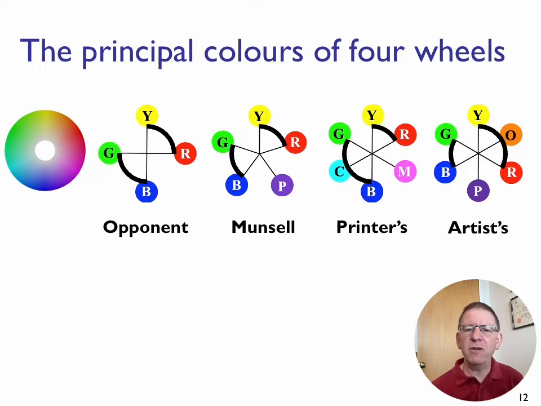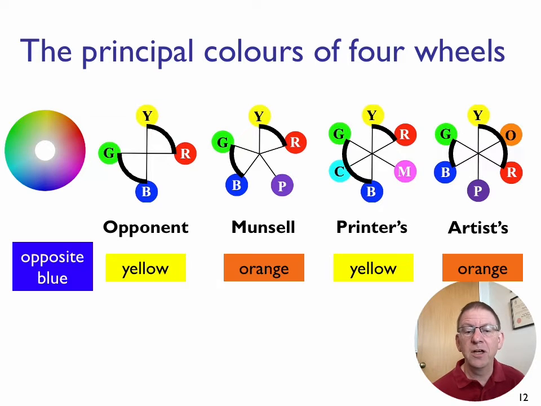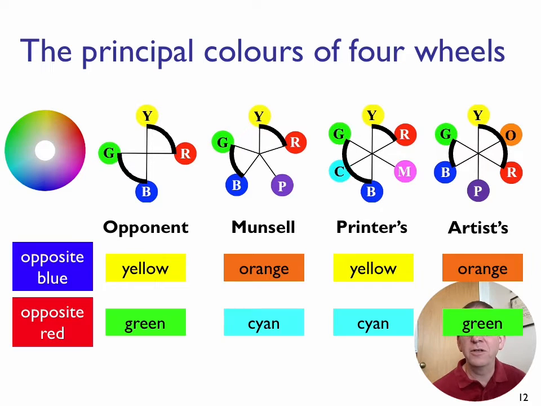So can we get any agreement on what is the opposite of blue? No. 2 colour wheels say the opposite of blue is yellow. 2 say orange. Well, okay, what about the opposite of red? Again, no. 2 colour wheels say green is the opposite of red. 2 say cyan. So not one of these 4 wheels agrees with any other on what colours should be opposite red and blue. It is not surprising that my students get confused.